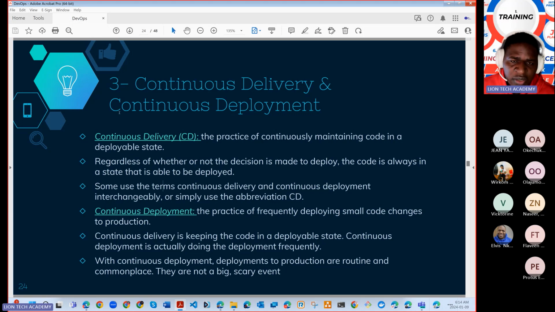So how do you set up a CI/CD environment? Continuous delivery is the process of continuously maintaining code in a deployable state. So regardless of whether or not the decision is made to deploy, the code is always available in a state that is able to be deployed. The only difference between continuous delivery and continuous deployment is that for delivery, there's a manual approval before release to the market.